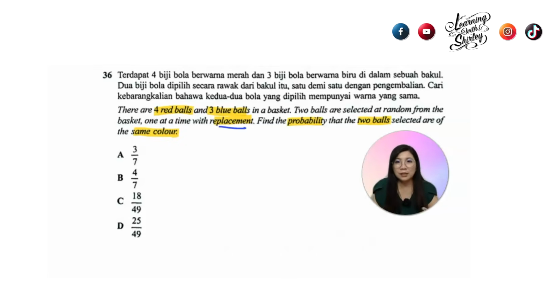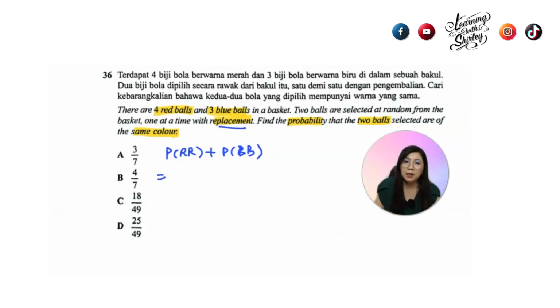So here, with replacement, there are 2 ways. For example, if 2 balls are selected of the same color, it means that the first ball is red and the second ball is red, or the first ball is blue and the second ball is blue. So the combo will be P(R, R) plus P(blue, blue). So there are two combos here.